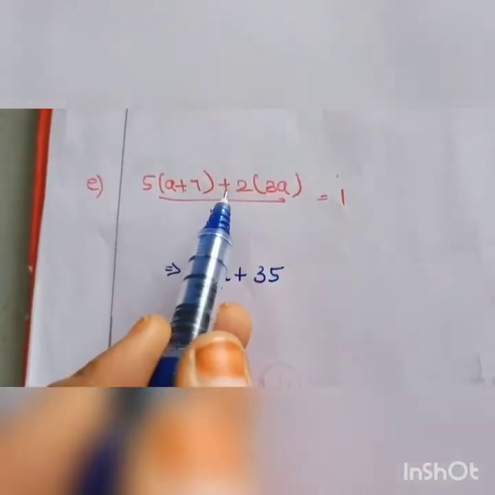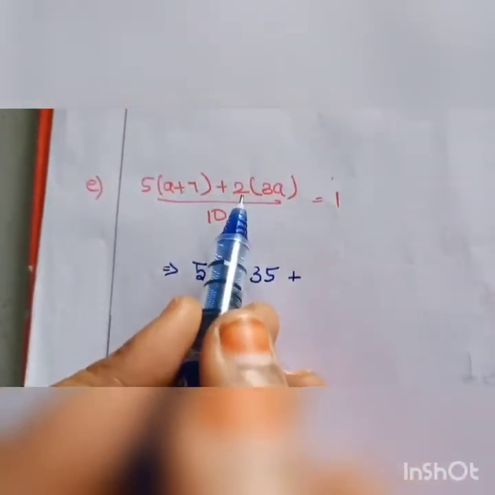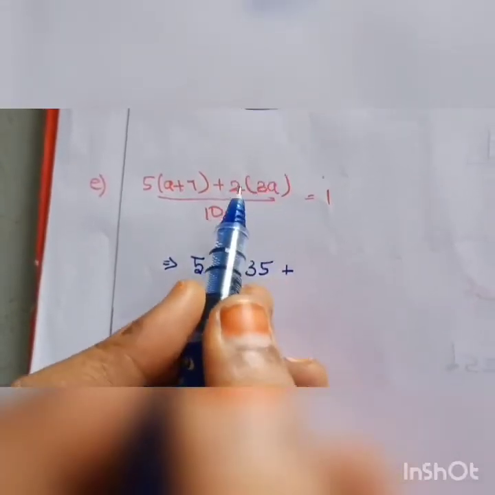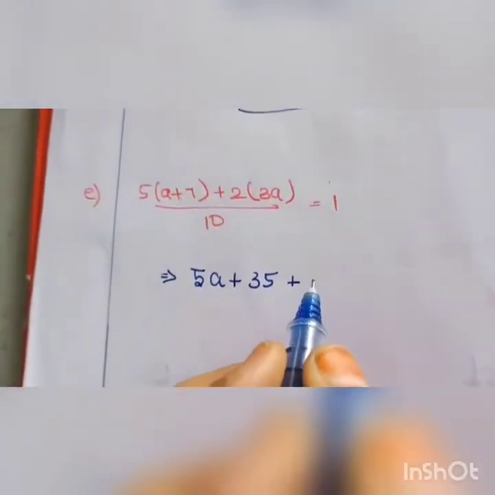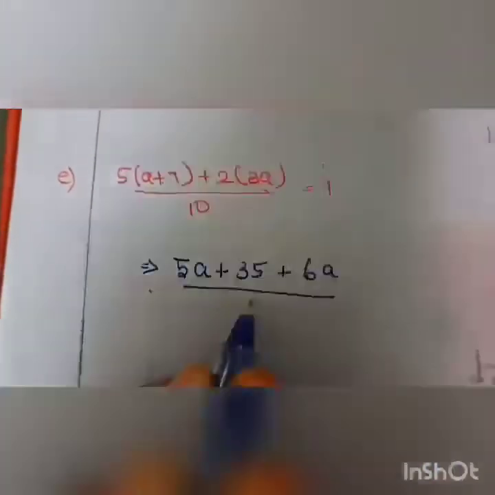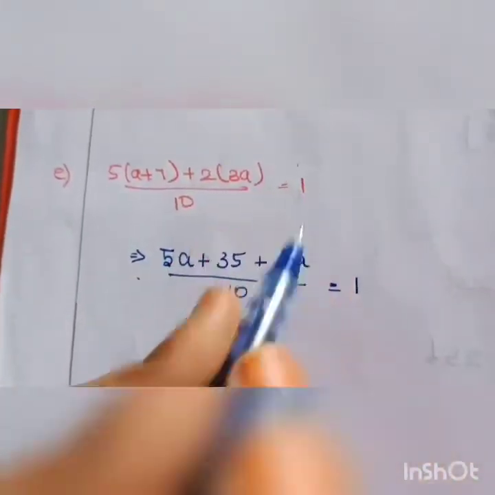Okay, next, what is the next symbol here? Put plus. Now this 2 is common for 3a. We have only one term, so we can just multiply with that. 2 threes are 6a, divided by what number? The denominator is 10, so put it as it is, equal to 1.